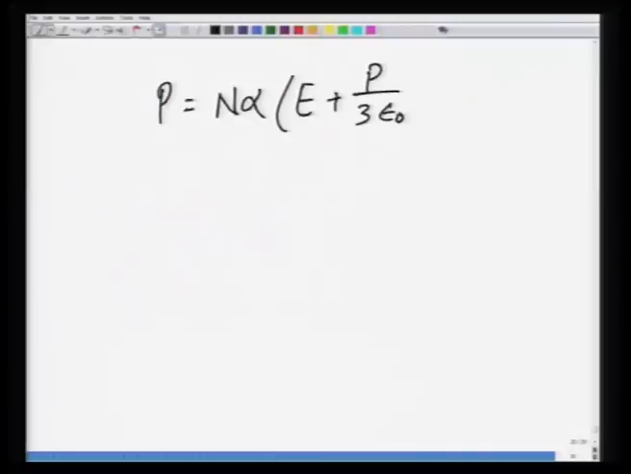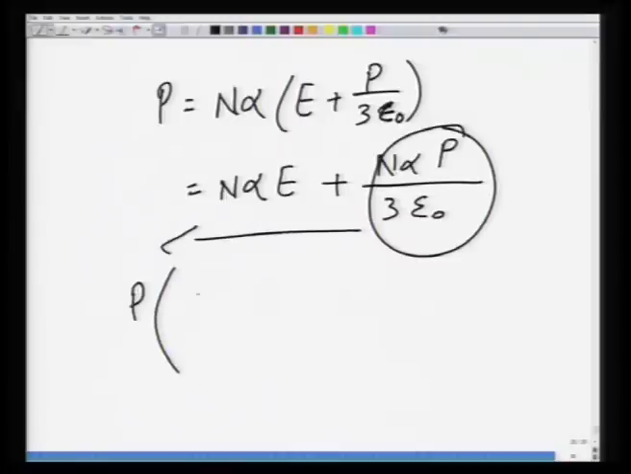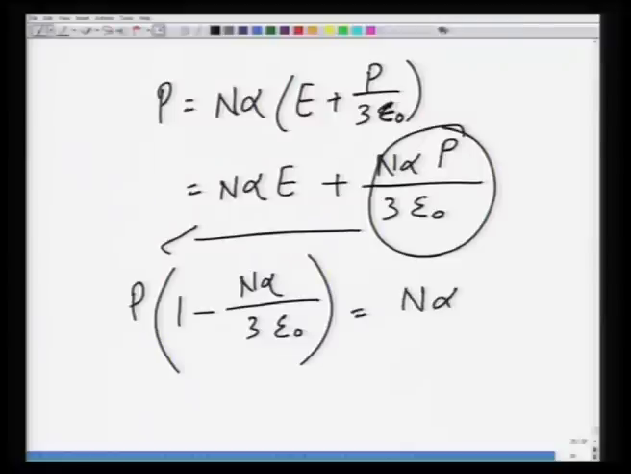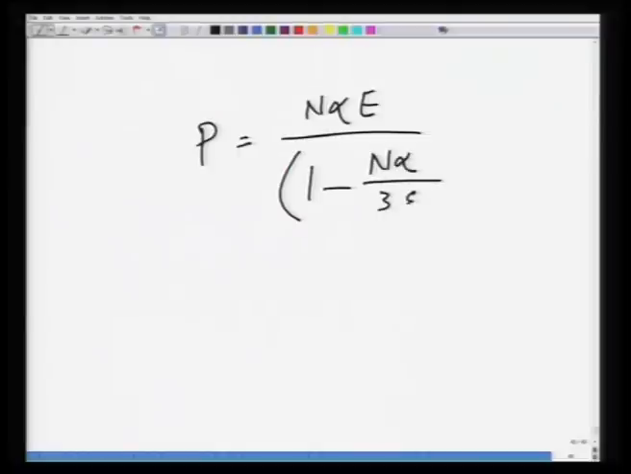So, what you get here is P equal to n alpha into E plus P divided by 3 epsilon naught, and this is equal to n alpha E plus n alpha P divided by 3 epsilon naught. I am going to shift this term to the left side. So, P becomes P into 1 minus n alpha divided by 3 epsilon naught, and this is equal to n alpha E. So P equals n alpha E divided by 1 minus n alpha divided by 3 epsilon naught.